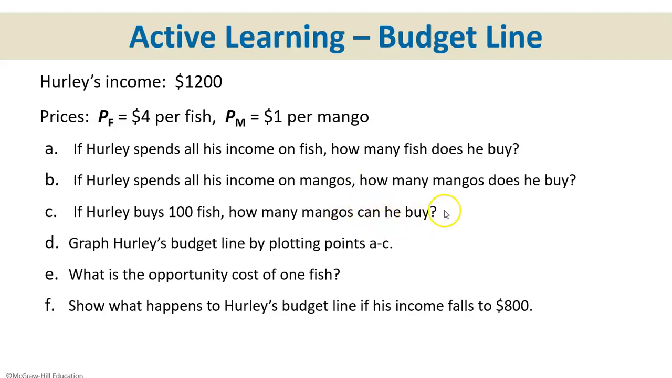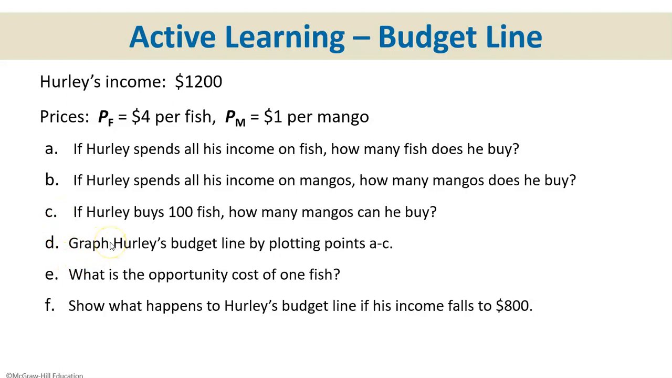And then here's a more challenging one for you if you want to try it. If Hurley buys 100 fish, figure out how much he spent on those 100 fish, how much money he has left over, and then how many mangoes he can buy with his remaining income. Then go ahead and sketch out the budget line. So you can plot point A from here, point B from here, and if you connect the 2 dots, you should get a straight line, and that will be your budget line. You can also plot point C, and you'll see it should end up right on that budget line.